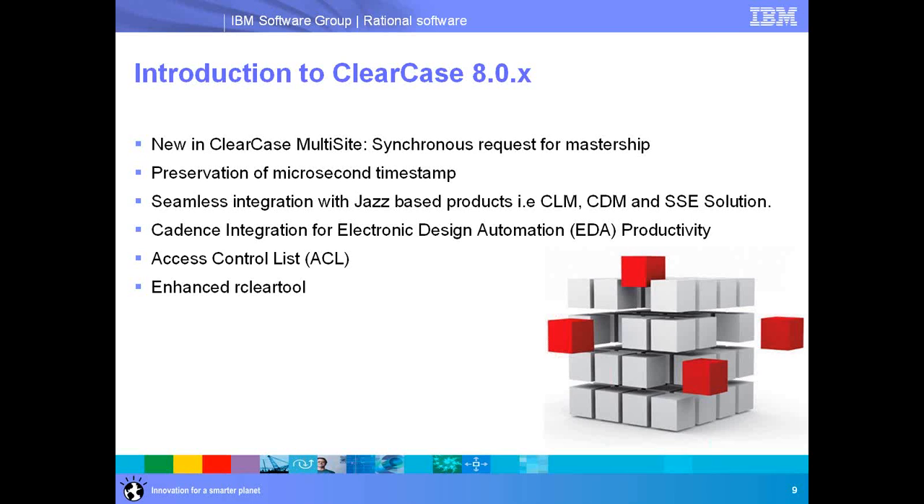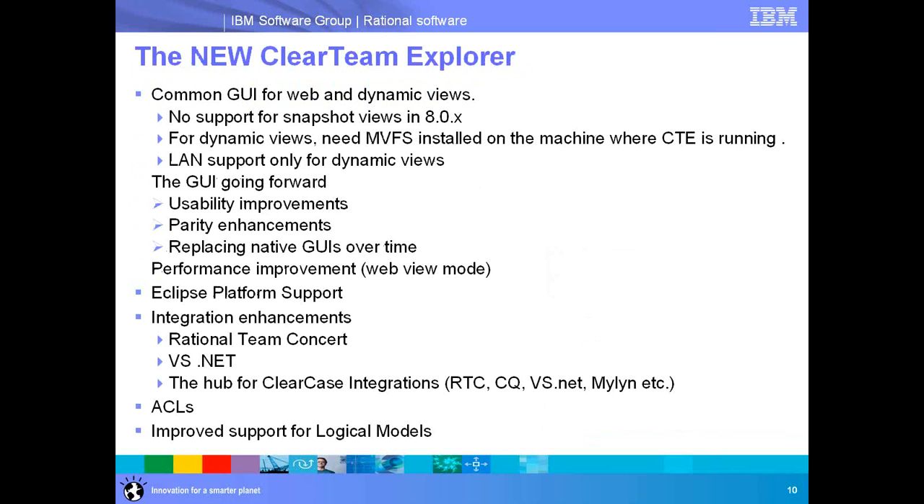We also have access control lists, with a new way of implementing them in 8.0. I would be talking more about this in the future slides. And we also have an enhanced rclear tool. The rclear tool is the CLI that is available with your CCRC. We have made a major improvement in the number of commands that are available and the way you run the rclear tool.